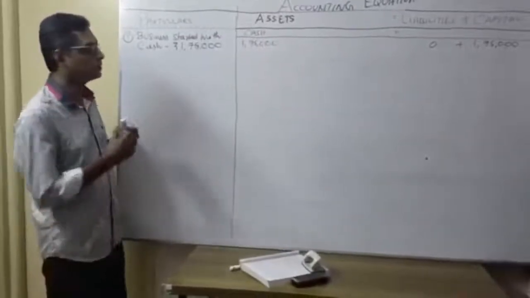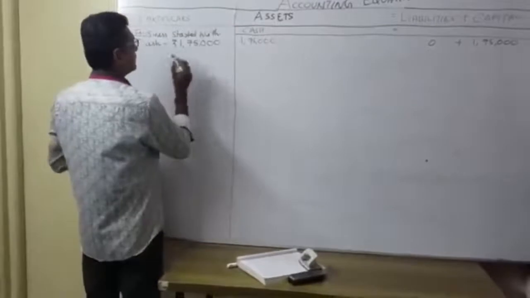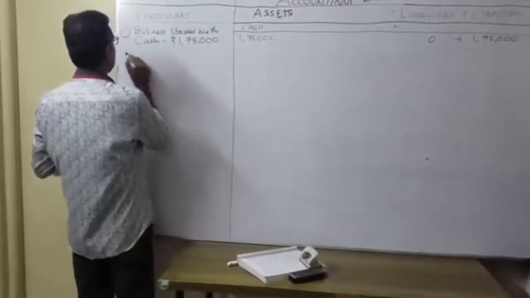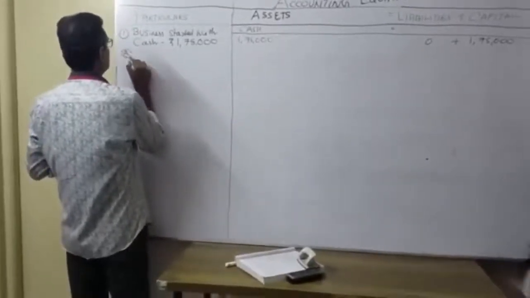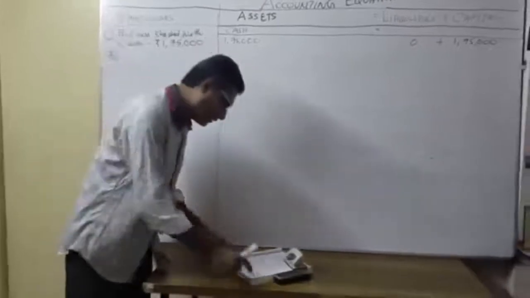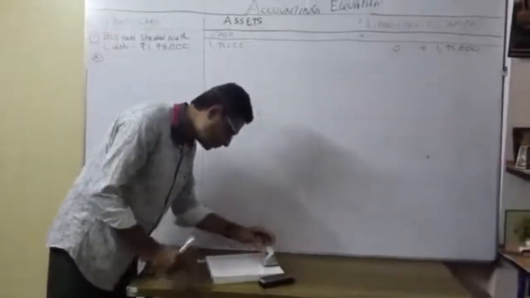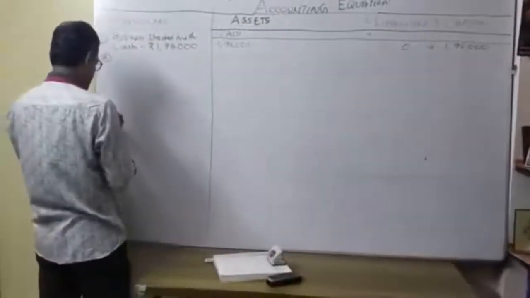Okay, I have understood. Now I'm going to write the second transaction. Understood? What is the second one? I will write it: purchased goods from Rohit. See, purchased goods.